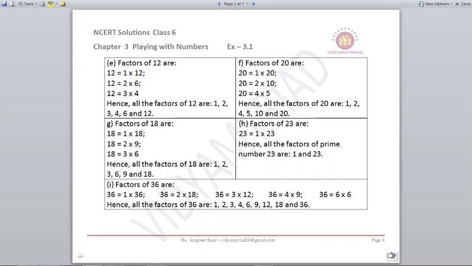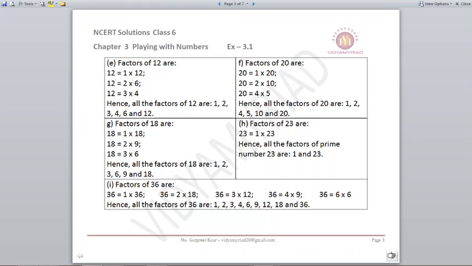Next we have to think of 18. Where does 18 come? I know it comes in the table of 2 also. It comes in the table of 3 also. So 1 into 18 is my first pair. Then 2 9s are 18, 3 6s are 18. So the factors are 1, 2, 3, 6, 9 and 18. Next factors of 23. Now 23 is a prime number. It doesn't go on any table. So only 1 and 23 will remain as its factors.